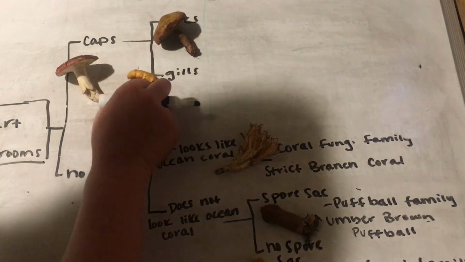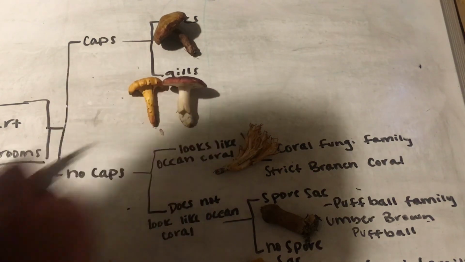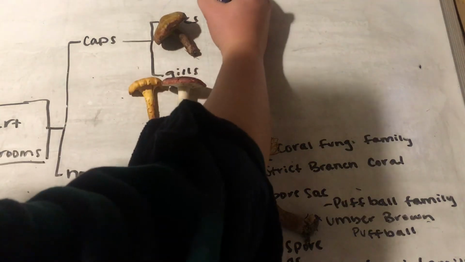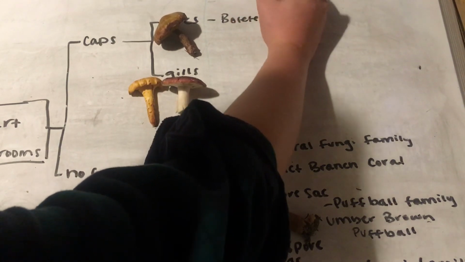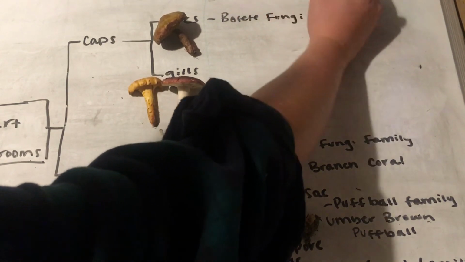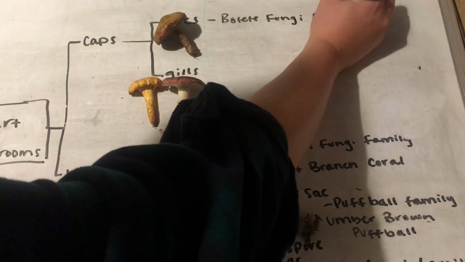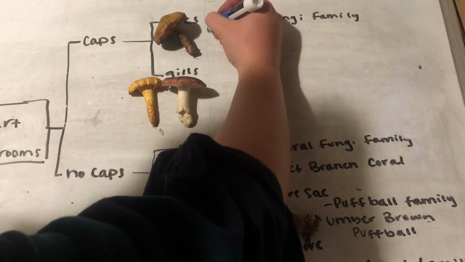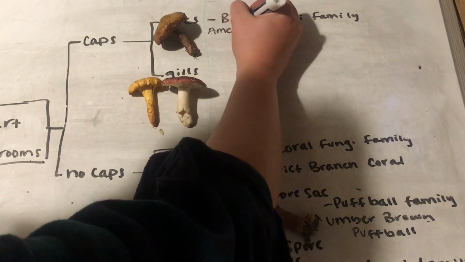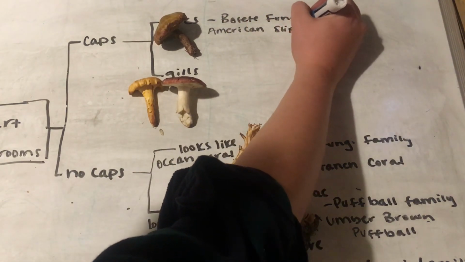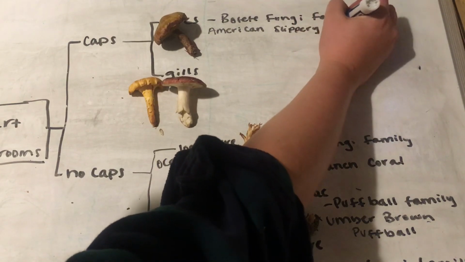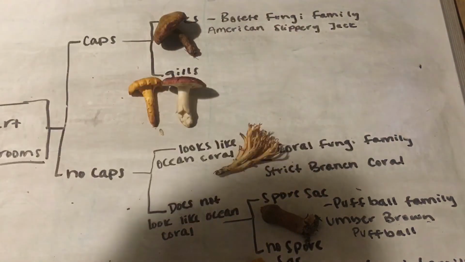As we move our mushrooms into their new categories, we see that the mushroom with a cap and pores is now in its own category, which means we can identify it. This mushroom is part of the bolete fungi family. Boletes all have caps and small pores instead of gills. This bolete is called an American slippery jack, and it's really common around the island. It is yellow to a brownish color and often grows in big groups.